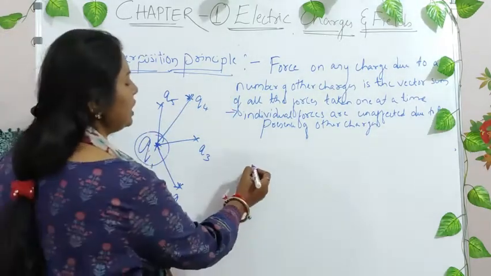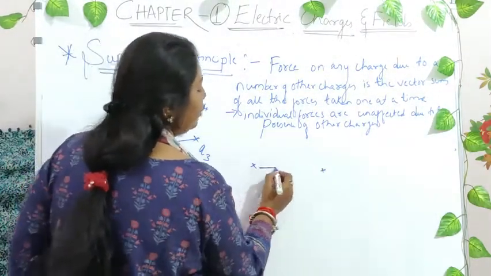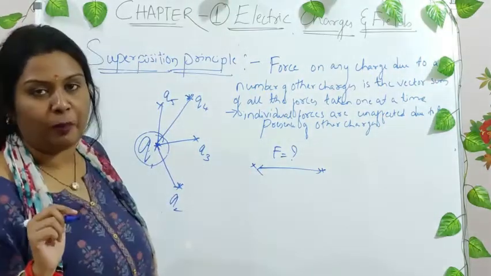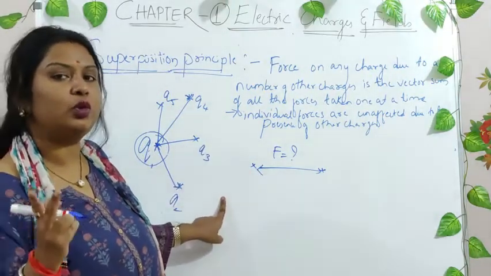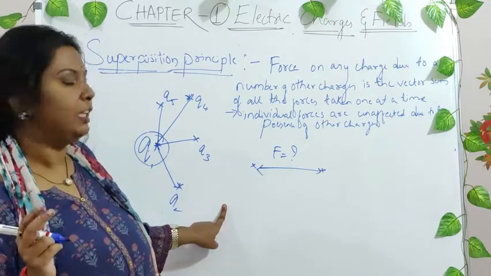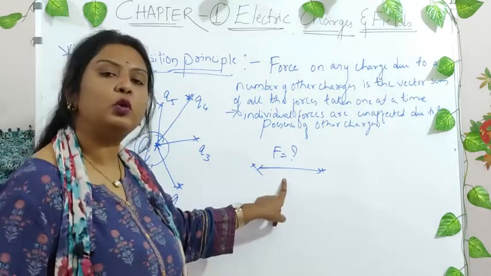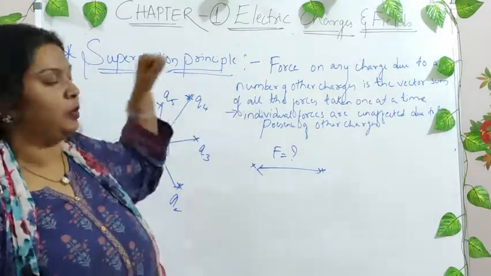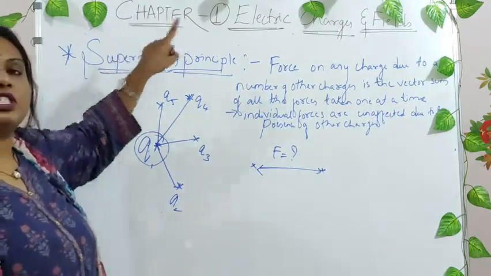If there are only 2 charges, say Q1 and Q2, and you want to find out the force between them, then you go for Coulomb's law, right? Is this clear why these two separate things are being explained? When there are only 2 charges, go for Coulomb's law. When there are so many charges, then go for the superposition principle, right? What does the superposition principle say?